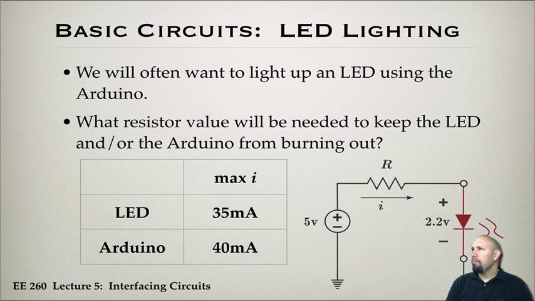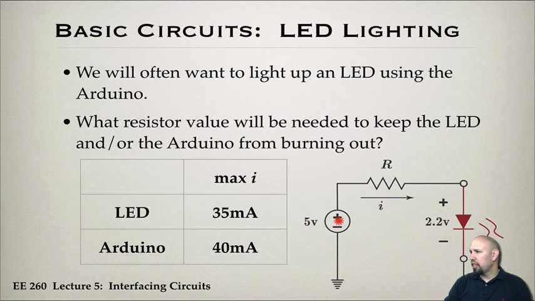Okay. Now, a basic circuit that we're going to want to work with from time to time is something like lighting up an LED. So in Arduino, we're going to want to do that. And so a question is, what resistor value would be needed to keep the LED and or the Arduino from burning out?